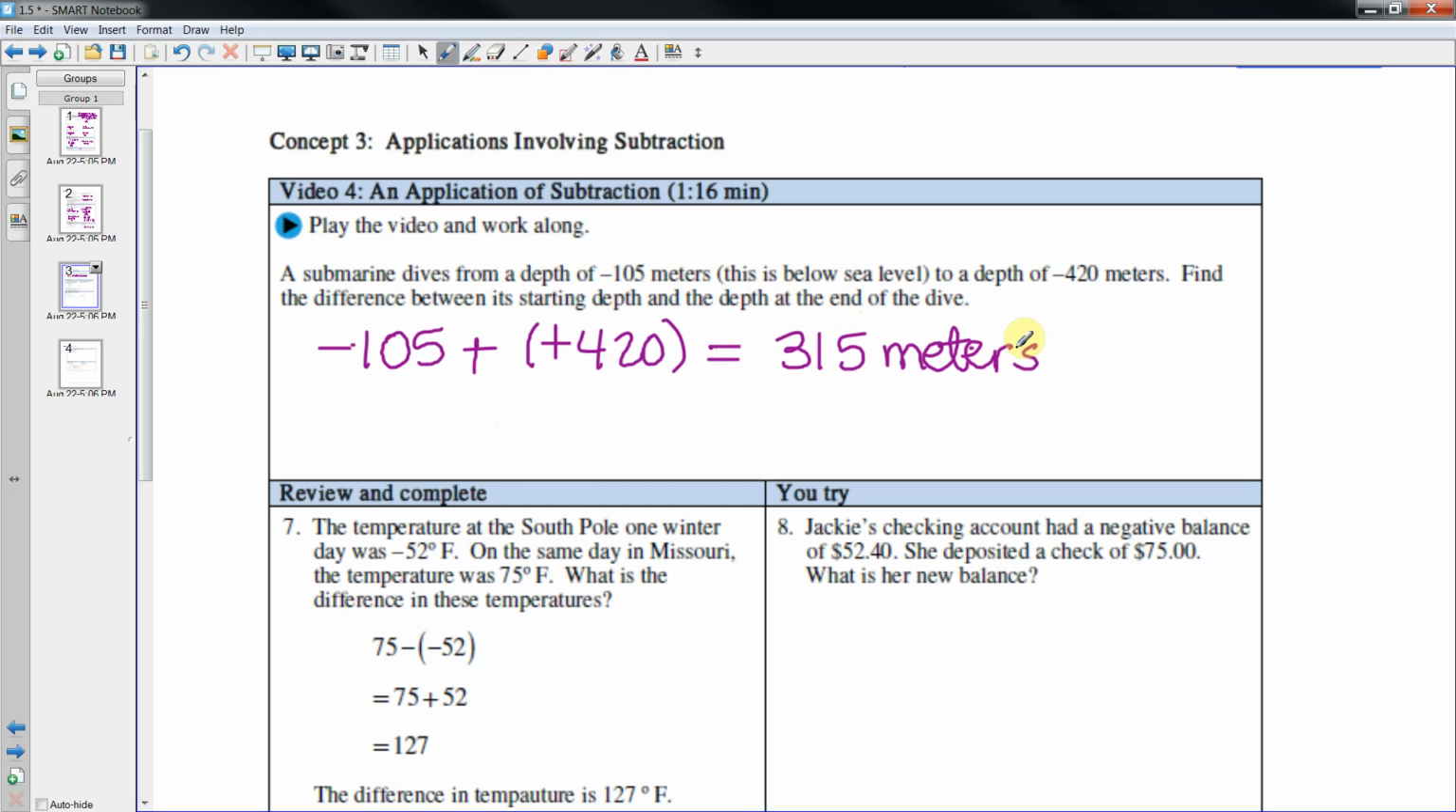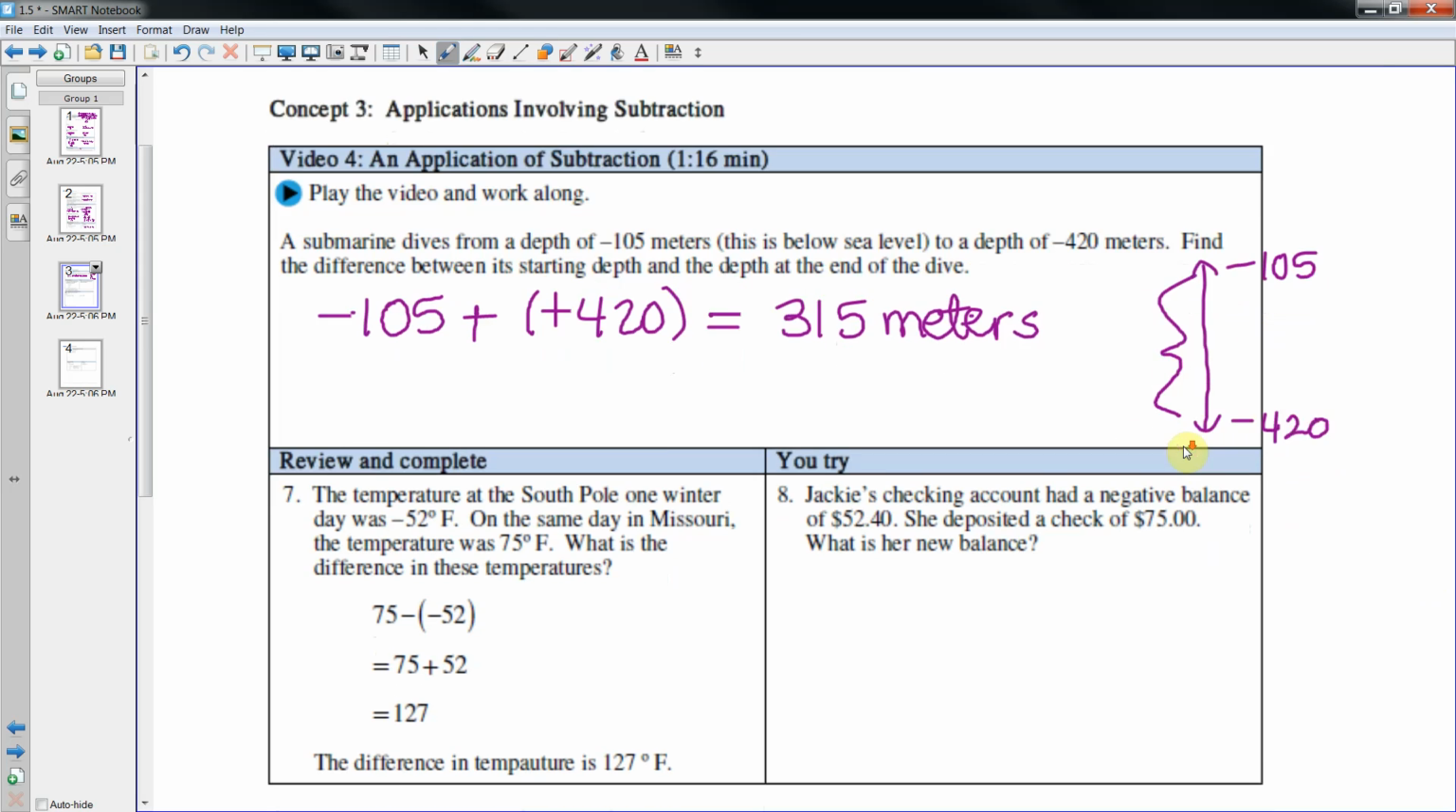Which kind of sounds counterintuitive, but think about it like this. We're at negative 105. We're going down to negative 420. I'm just trying to find the distance here between the two. And the distance is always positive, so it's 315.